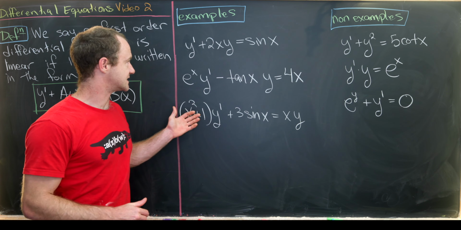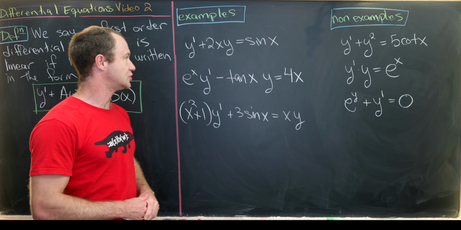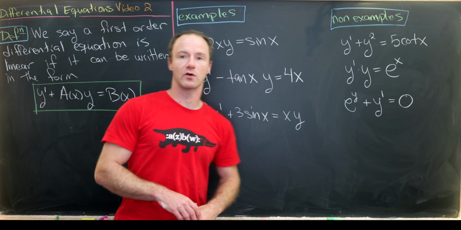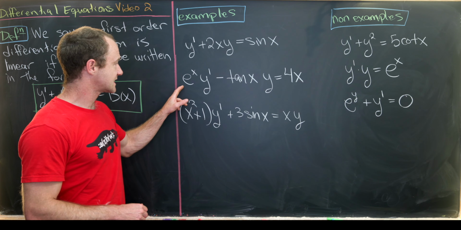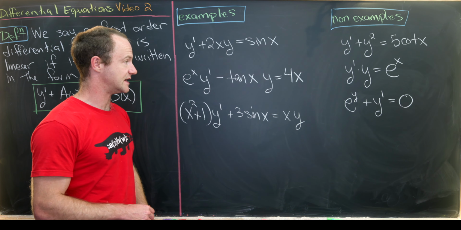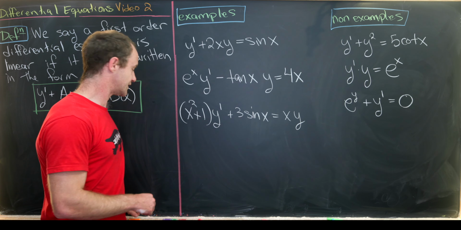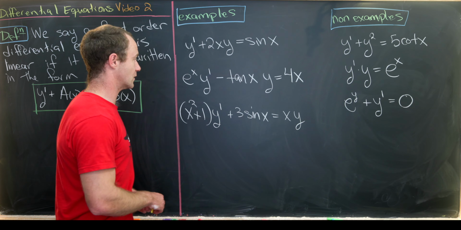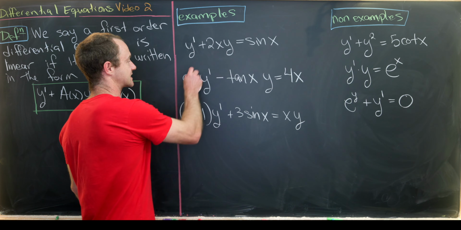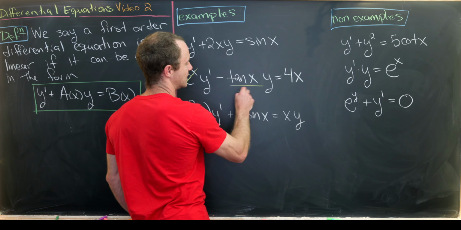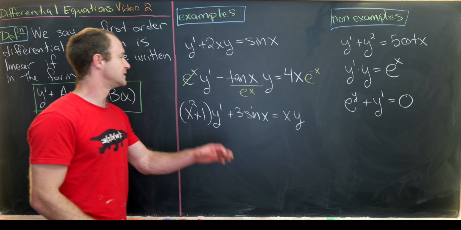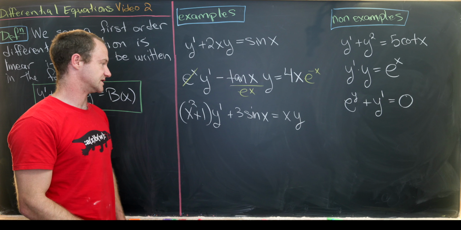So here are three examples. Y prime plus 2x times y equals sine of x. Well, that's exactly in this form already. Then e to the x times y prime minus tangent of x times y equals 4x. That is not immediately in this form, but we can put it in this form by dividing everything by e to the x. So that would put e to the x in the denominator here and an e to the minus x here. Then it is in that form, so we're good to go.